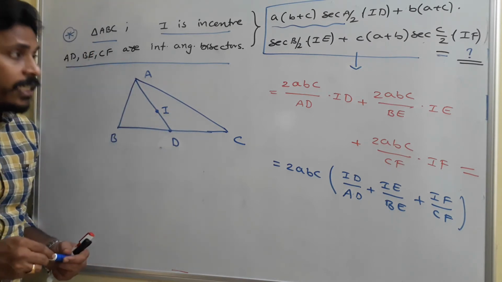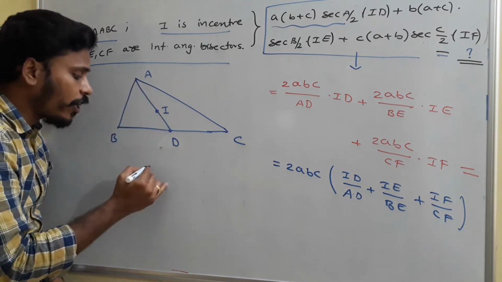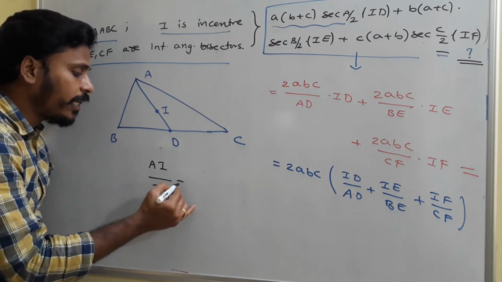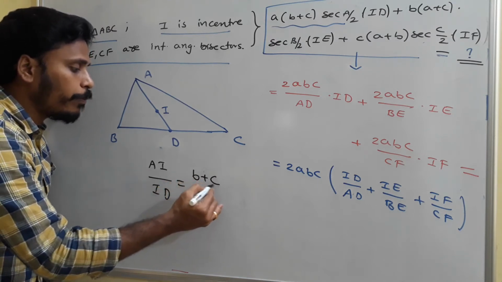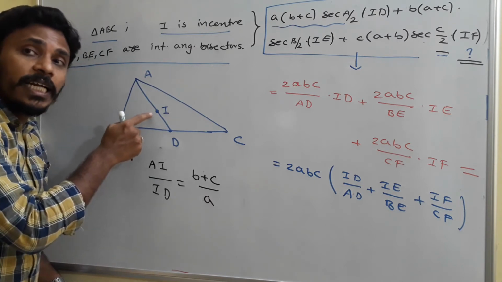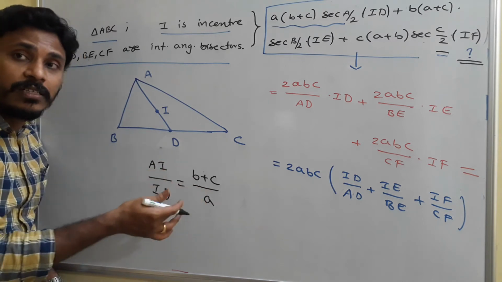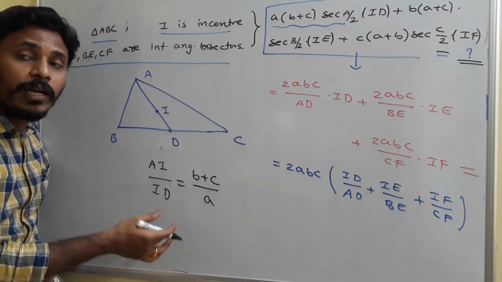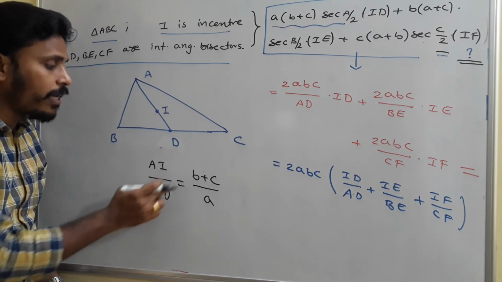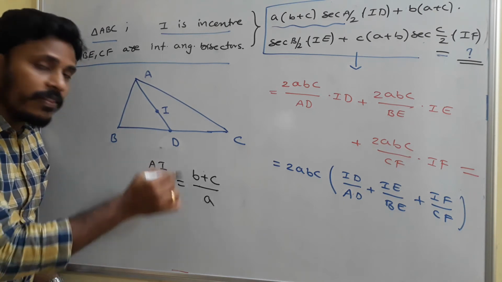With this internal angle bisector and the incenter, we have the ratio AI divided by ID equals B plus C by A. The ratio by which the incenter divides the angular bisector is B plus C by A. We discussed it with the help of the vertical angle bisector theorem. Now the ratio is enough: AI by ID is B plus C by A.